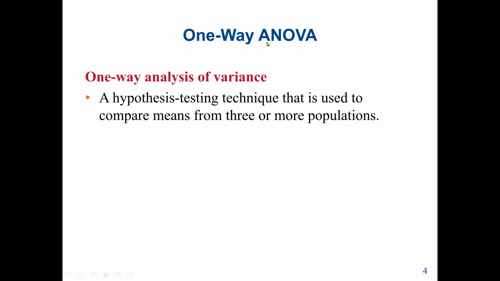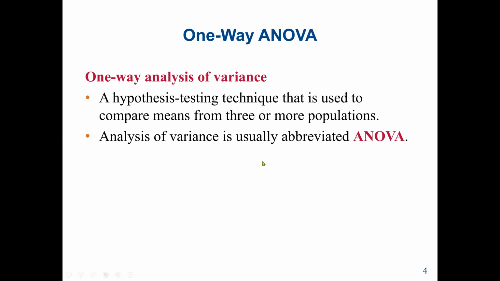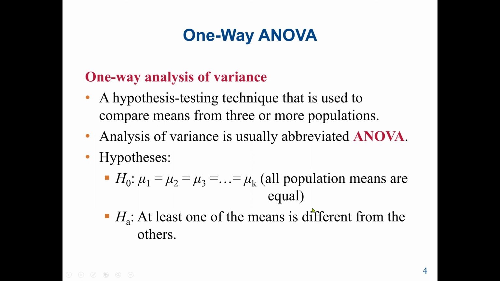So this is again one-way ANOVA, or analysis of variance. It's a hypothesis testing technique that is used to compare means from 3 or more populations. So as we said, if the populations are at least 3 or more, we use ANOVA. If the population is 2, I will use, again, a t-test. Analysis of variance is usually abbreviated as ANOVA, and most of the time we call it ANOVA.